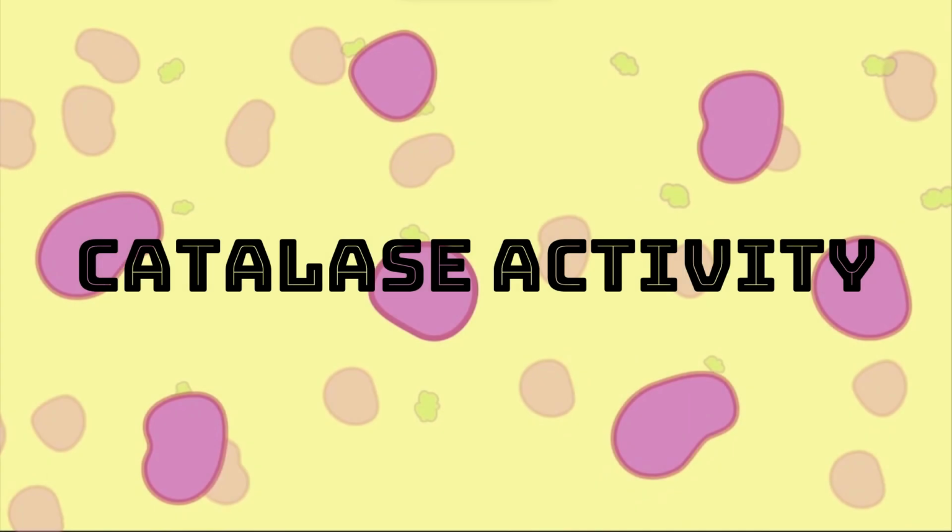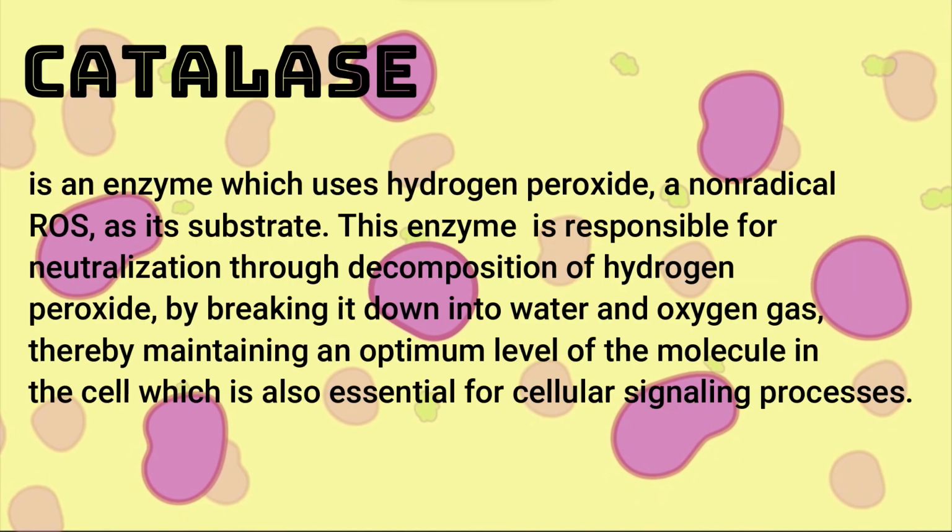For the first experiment, we will observe the catalase activity. But before we proceed to the experiment, let us first know what catalase is. Catalase is an enzyme which uses hydrogen peroxide, a non-radical ROS, as its substrate.